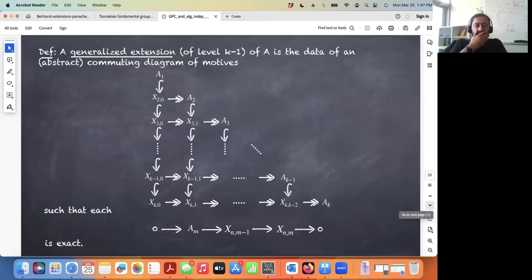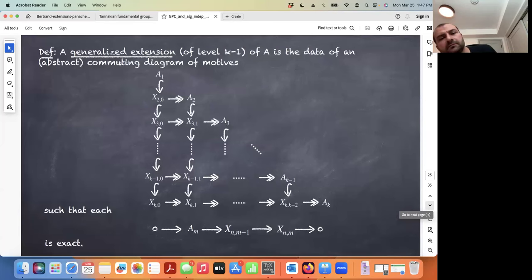Okay, so that's Payman, just to make sure I understand the example you had properly. Your model example is one where you start with a motive, you take the associated graded, and then you construct this diagram. And you know all the pieces already. That's right, exactly. For each of the motives that I'm interested in, once I choose an isomorphism between the associated graded and A, I will get a generalized extension of A. That's a really good question.